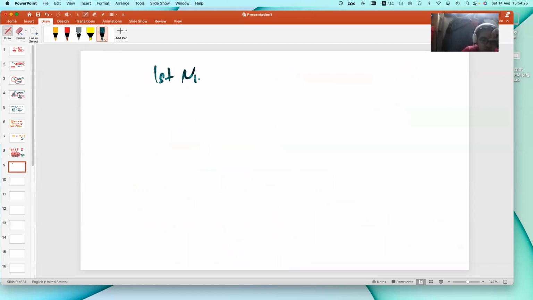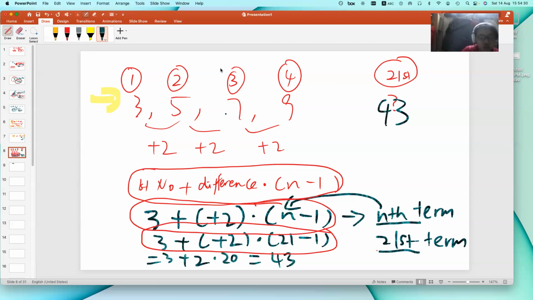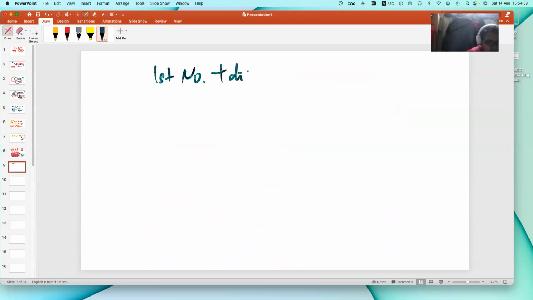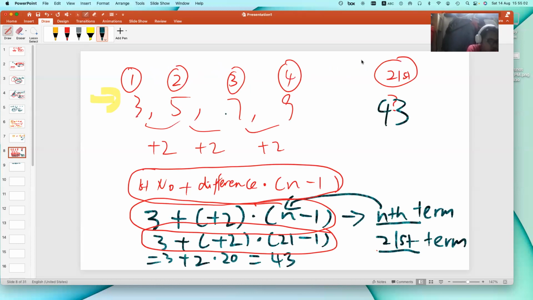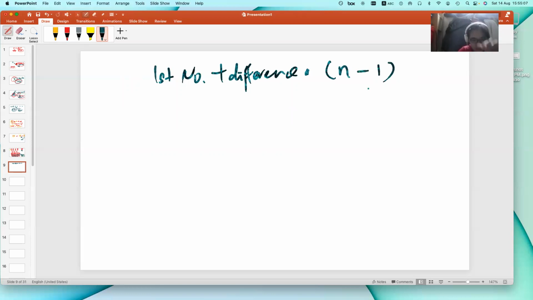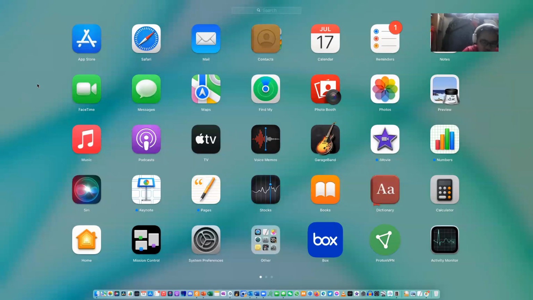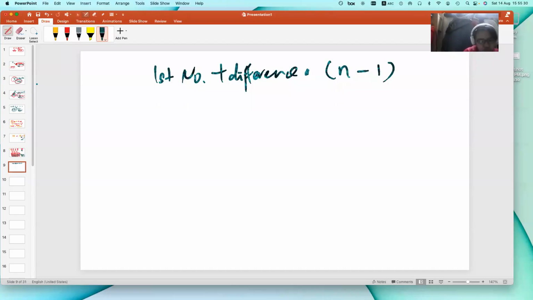What's the formula? First number plus the difference. You better memorize. Plus the difference and then times the bracket, n minus one. Have you memorized this? What's the formula? First number plus the difference times bracket n minus one bracket. Very good. Okay, so the formula is this.